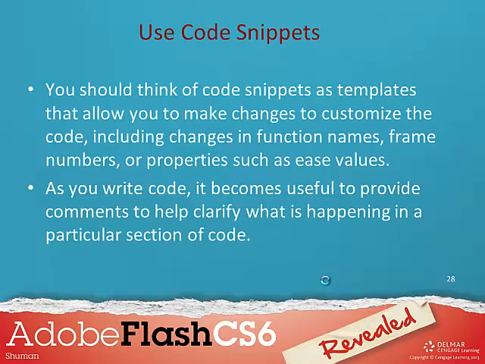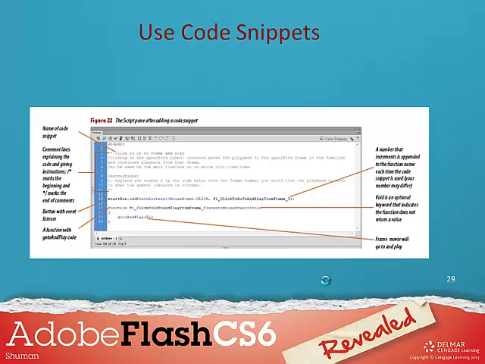As you write code, it becomes useful to provide comments to help clarify what is happening in a particular section of code. Okay, here in your comments, it shows the name of the code snippet. Comment lines explain the code and give instructions. You mark the beginning with a slash asterisk, and then the end with asterisk slash.